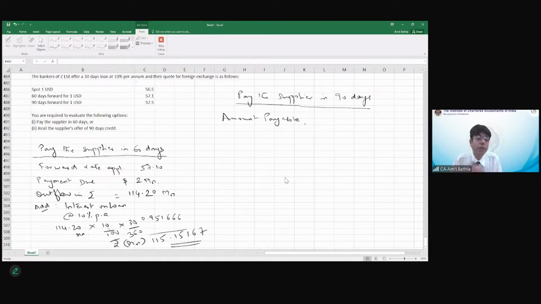Now remember, your supplier is providing, so you have to pay essentially in dollar terms. He is going to charge you interest in dollar terms. You have $2 million to be paid. Now you have to add interest on that, interest at 8%, am I right? So it will be 2 million into 8 upon 100 into 30 upon 360.